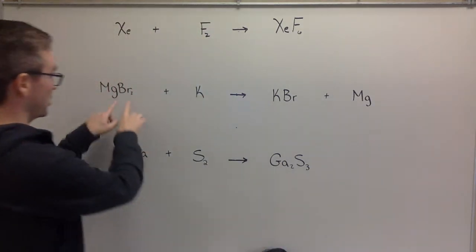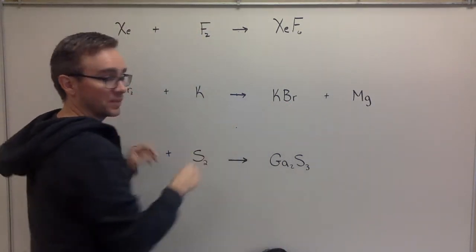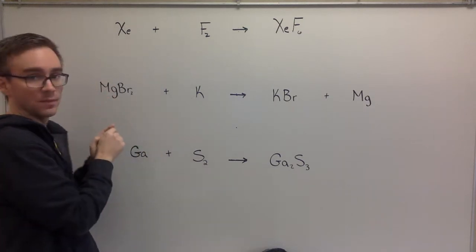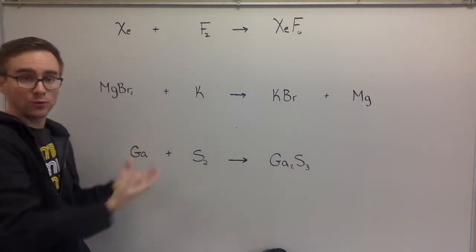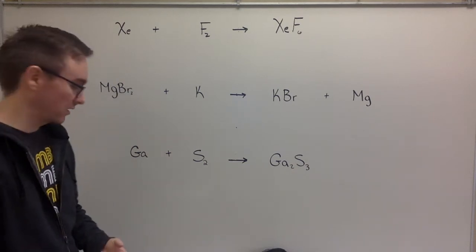All right, in this case here, I changed the subscript on bromine. It was a 2, and now it's a 1, but that's because of how it bonds to magnesium. I can't just willy-nilly turn this into a 3. If that's not what magnesium bromide is, that's not what it needs to be.